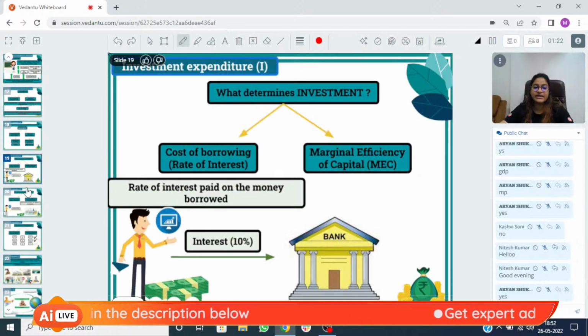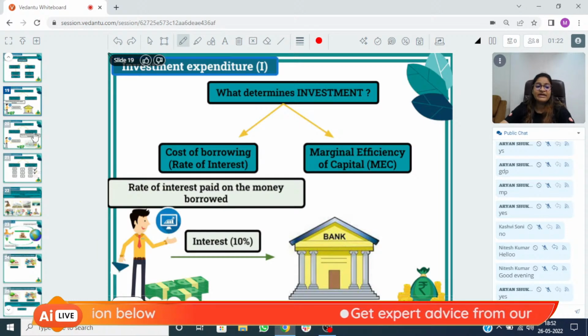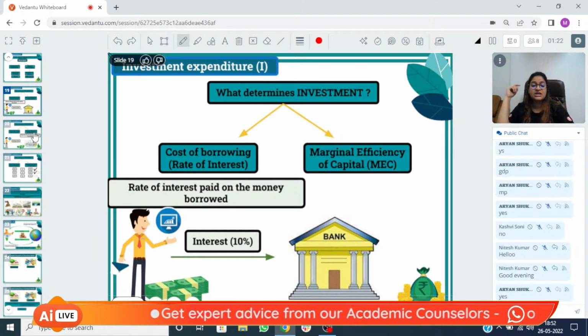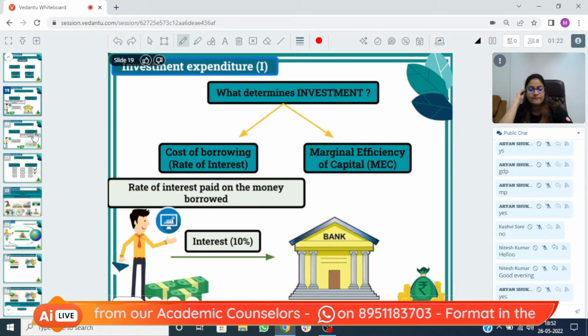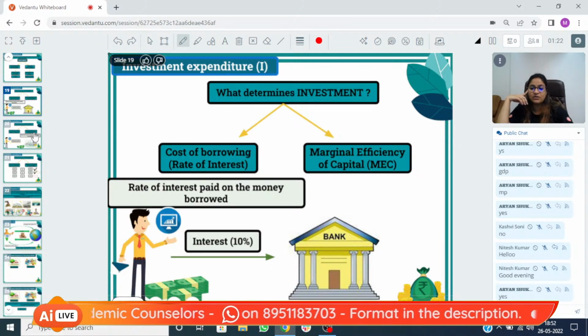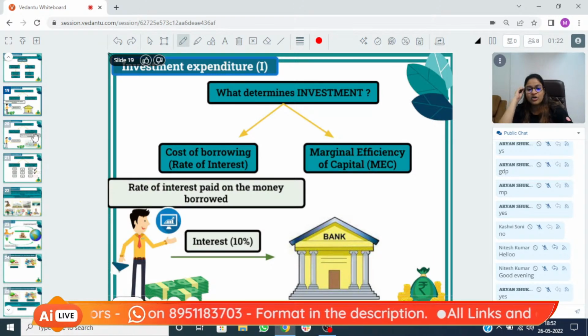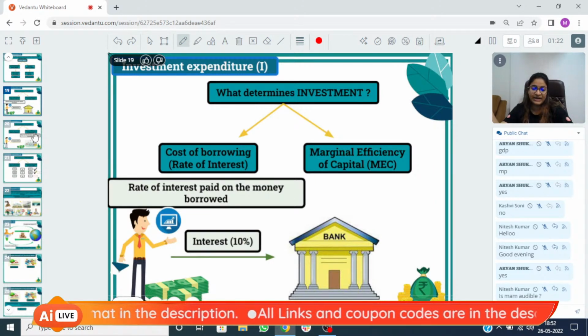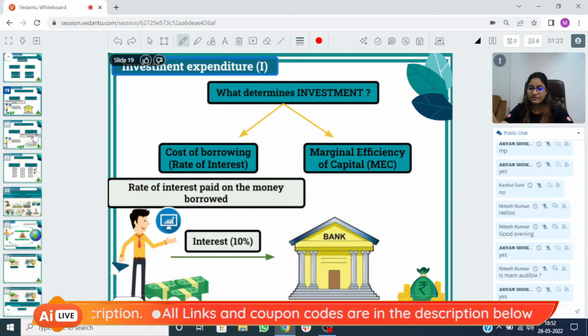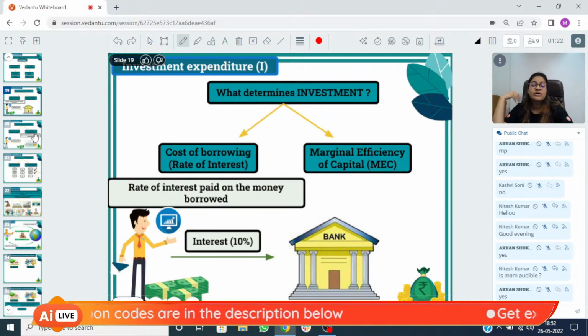चलो आगे बढ़ते हैं. So now when we invest money, it depends on two things, whether you want to invest or not. First, the cost of borrowing, that is your rate of interest, and marginal efficiency of capital. What is the rate of interest? Now when you are borrowing money from someone, you have to pay them interest. Correct? That is the cost at which you are getting money. That is a cost at which you have taken loan.